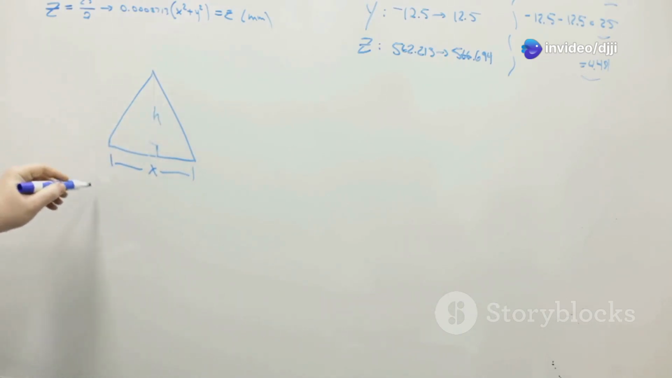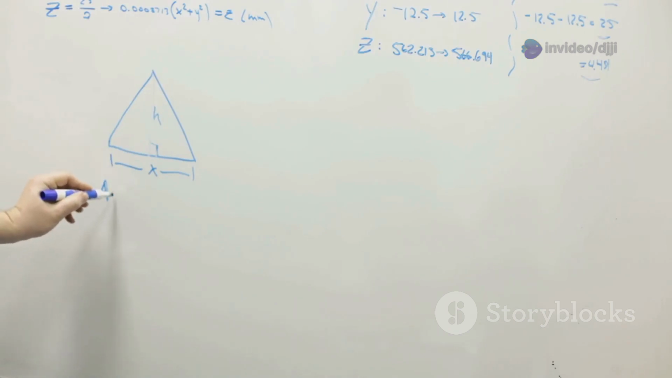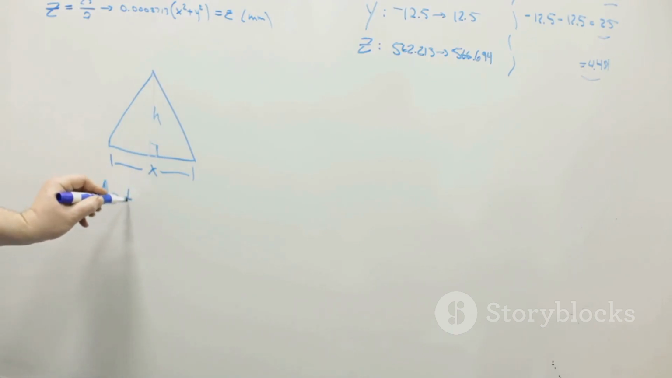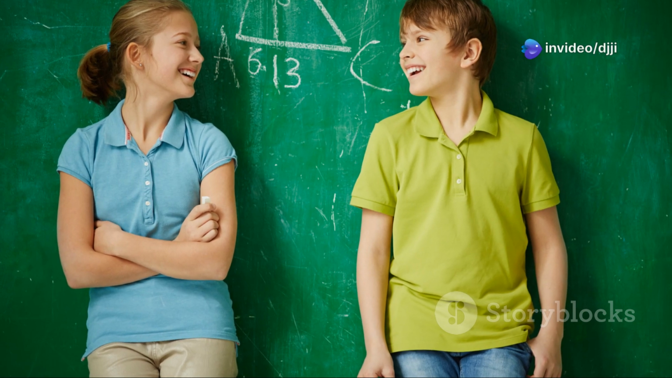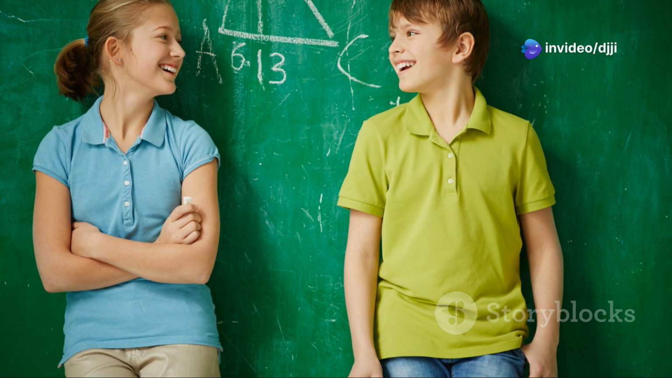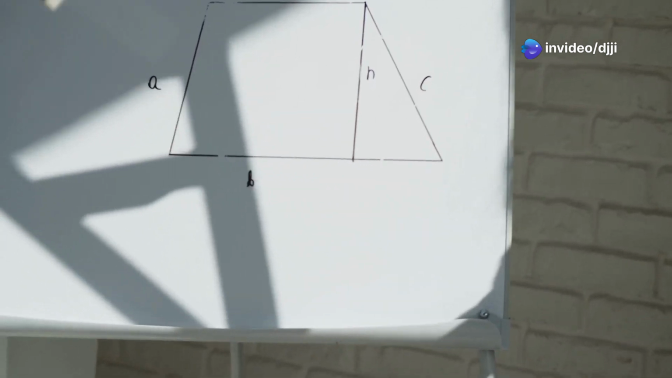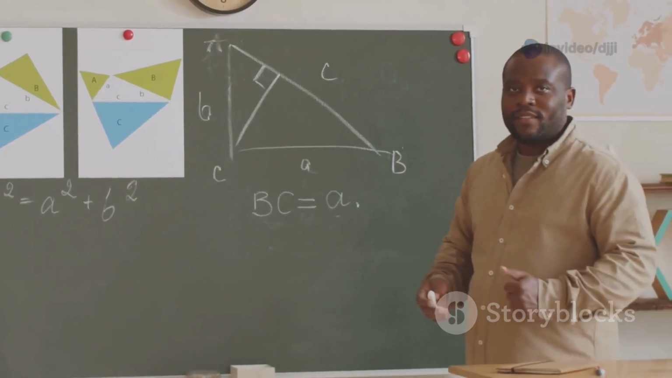Side-side-side, or SSS, means that if all three sides of one triangle are congruent to the corresponding three sides of another triangle, then the triangles are congruent. For example, if triangle ABC has sides AB equal to DE, BC equal to EF, and AC equal to DF, then triangle ABC is congruent to triangle DEF.